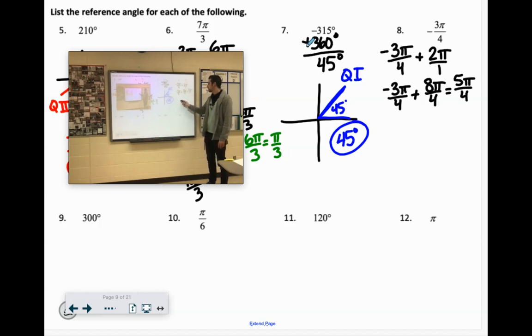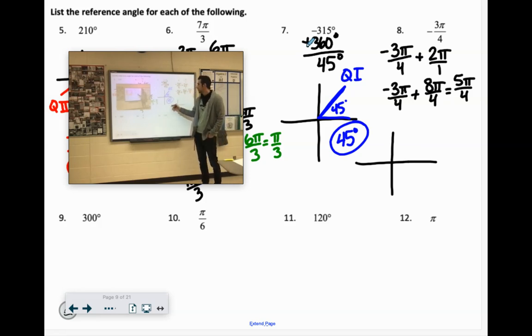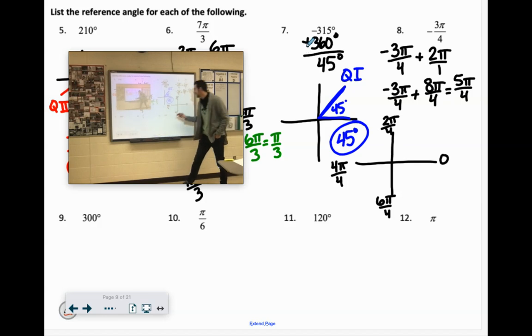So if we think of our graph now, and we were doing fourths of pi, remember 180 degrees is 1 pi. So this would be like 4 pi fourths, which means this would be half of it, 2 pi fourths. And here's 0, so 2, 4, 6 pi fourths. So our angle is going to end up going beyond 4 pi fourths to 5 pi fourths.